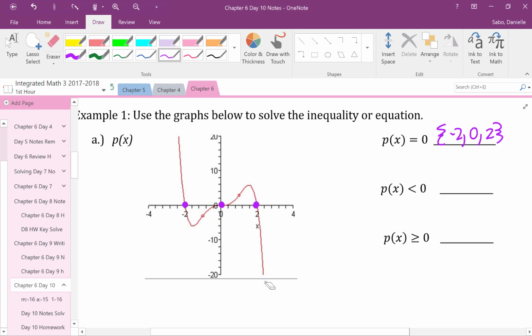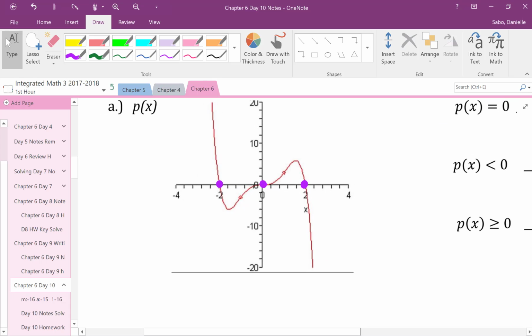Okay, now it's asking when is a function less than 0? So now we have to look either below or above. Which one is it? The x-axis. Am I looking below the x-axis or above it when it's less than 0? Below it. So I'm going to look below the x-axis from here to here and here to here. That's when the function is less than 0.